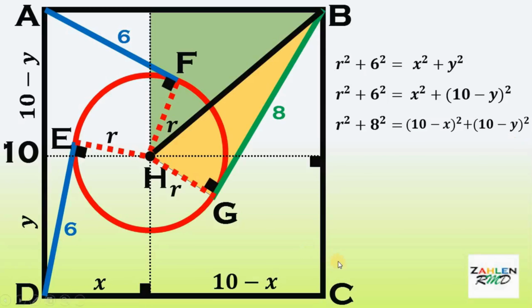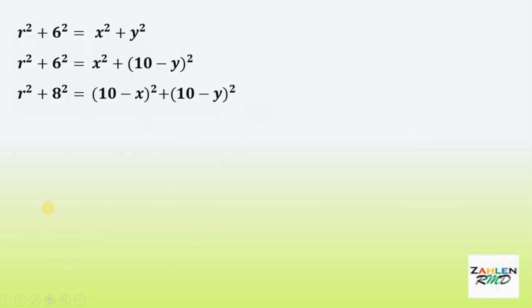Now, don't forget our goal. Our goal is to find the length of the radius of the circle, or simply the value of r. Since we have three equations and three unknowns, we can now solve for the value of r. To do that, let's focus on these three equations. To solve for r, we will use algebraic manipulation. This is quite easy and faster than the other method.